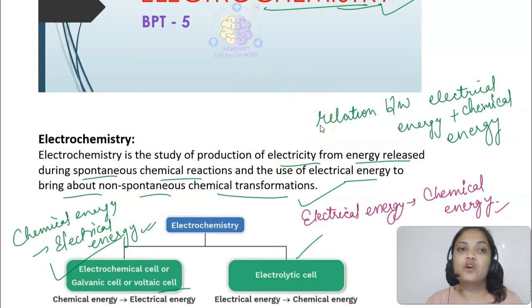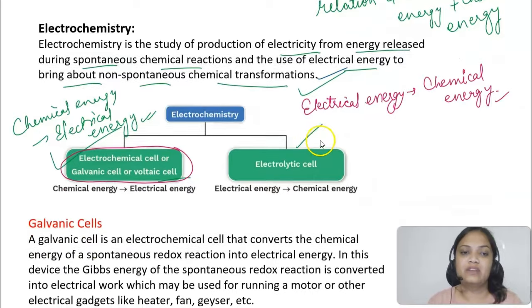Non-spontaneous means that do not occur on their own, right? Spontaneous means that can occur on their own. So how non-spontaneous chemical transformations are carried out using electrical energy, that's all we are going to study in the electrolytic cell. So the very first one is the electrochemical cell. In today's session, I'm going to focus on the electrochemical or the galvanic cell.